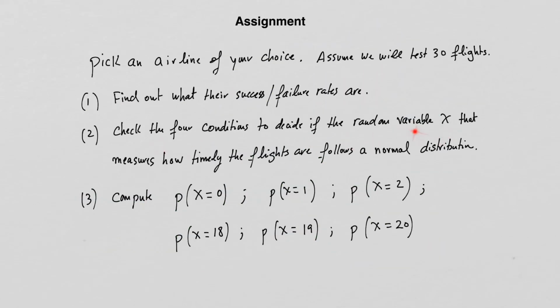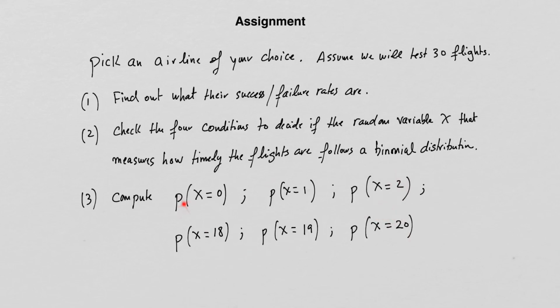Check the four conditions to decide if the random variable that measures how timely the flight is follows a binomial distribution. Oh, I made a mistake. A binomial, not normal. We haven't done normal. A binomial distribution. If those check, then answer these 6 questions.